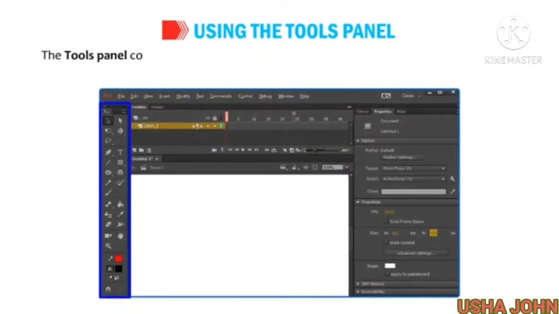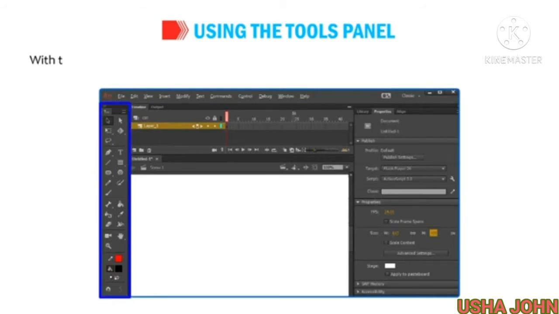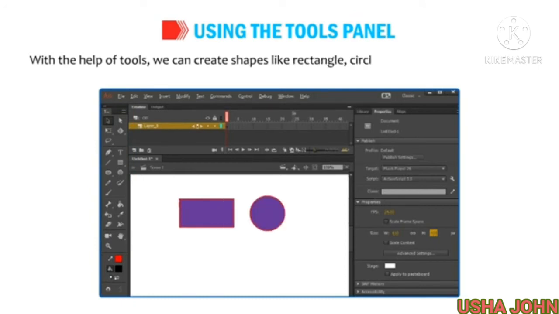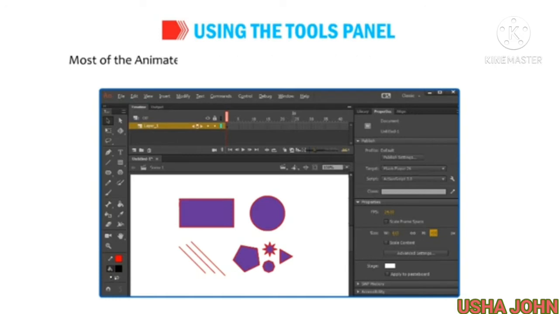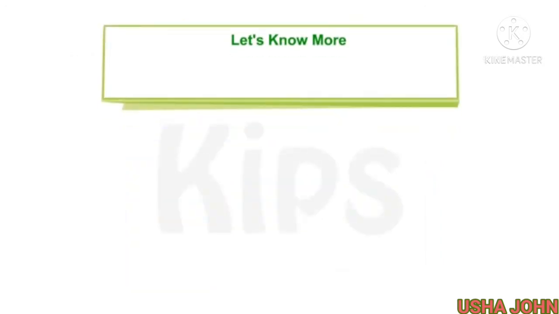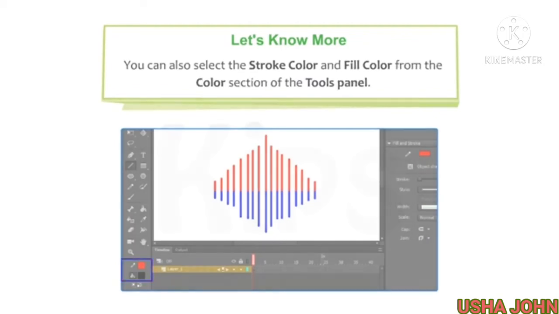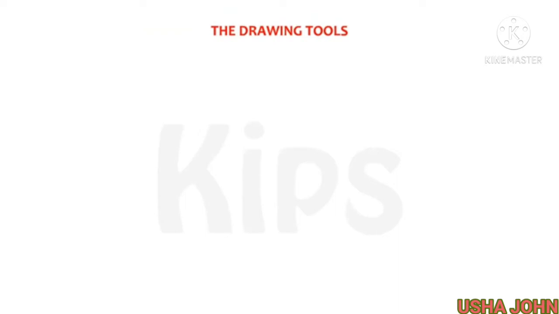The tools panel consists of many tools that help in drawing, coloring and modifying an object. With the help of tools, we can create shapes like rectangle, circle, line, or any other object. Most of the Animate tools work similar to the tools present in Microsoft Paint. Let's know more. You can also select the stroke color and fill color from the color section of the tools panel. The drawing tools.